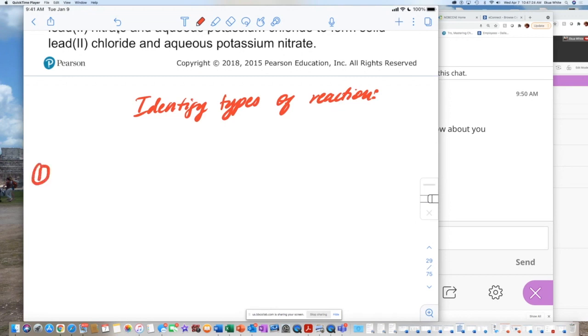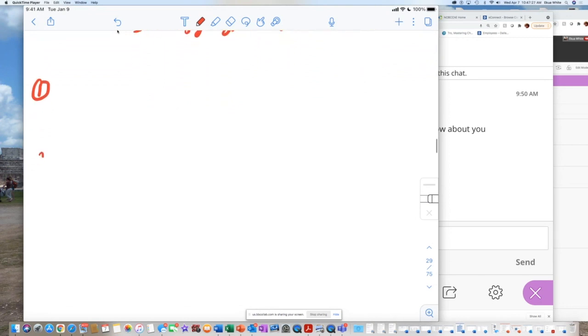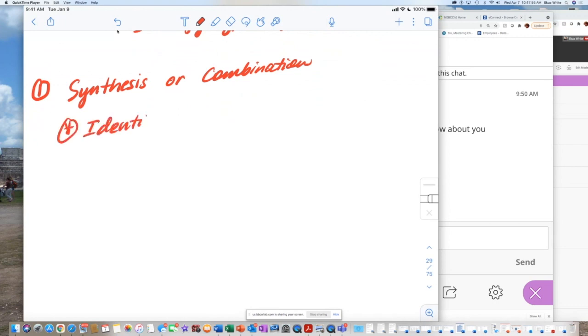The most common top 5 types of reactions that we cover are the following. We cover synthesis or combination. Okay, let me give myself some room. Synthesis or combination. This is the kind of reaction where you identify a synthesis. So this is what we notice, right? I'll call this the identifier. This is not a very good term. How about characteristics?